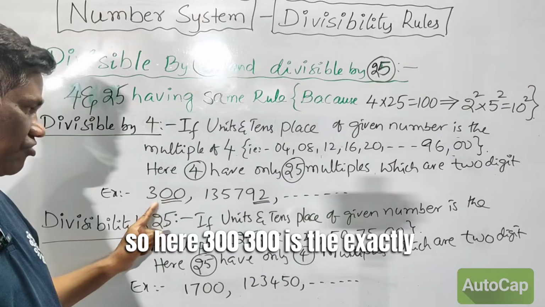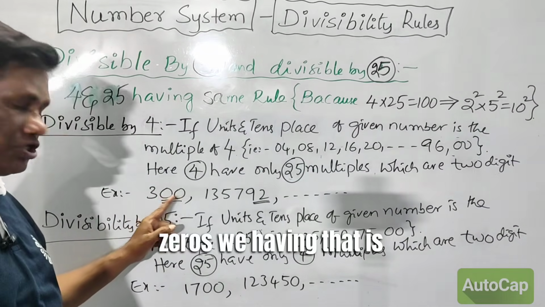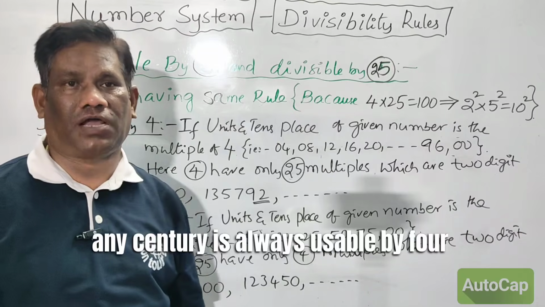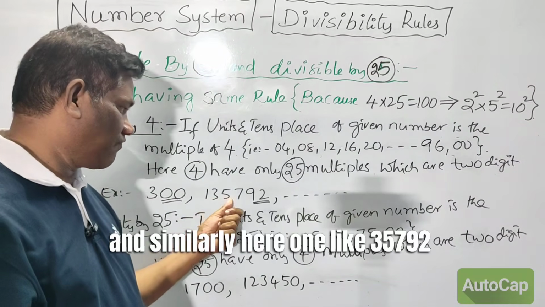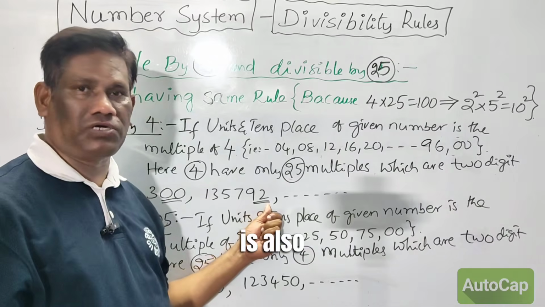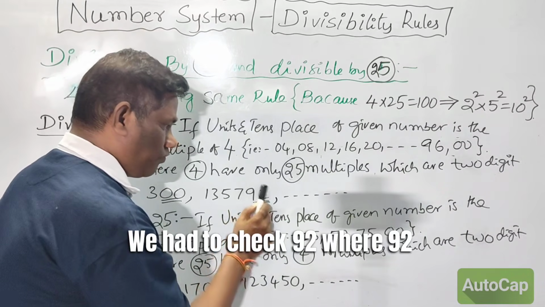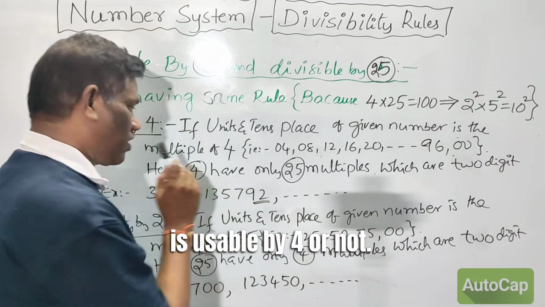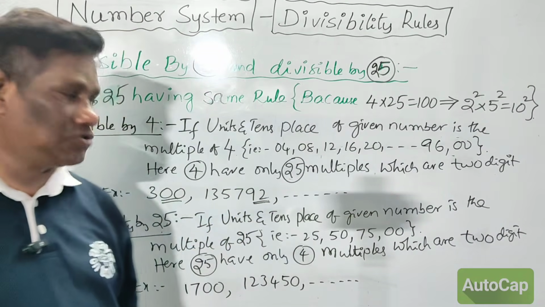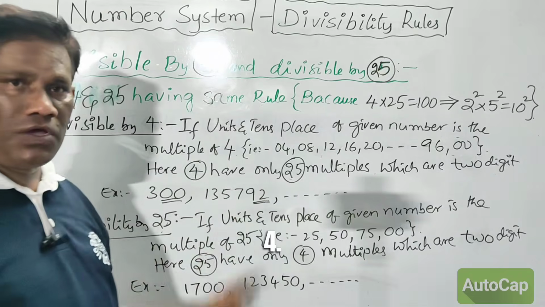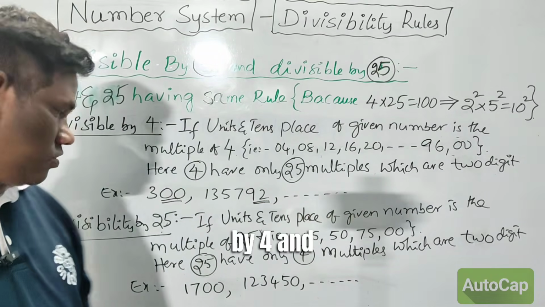So here 300 is exactly divisible by 4 because here we have 2 zeros. That is, any century is always divisible by 4. And similarly here, 1,35,792 is also divisible by 4. That is simple, we have to check 92, whether 92 is divisible by 4 or not. Here 92: 4 2s are 8 and 12, 4 3s are 12. So that's why 92 is a multiple of 4. So that's why this entire number is divisible by 4.